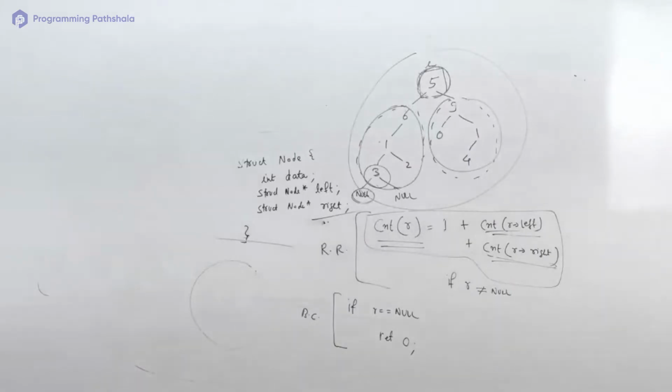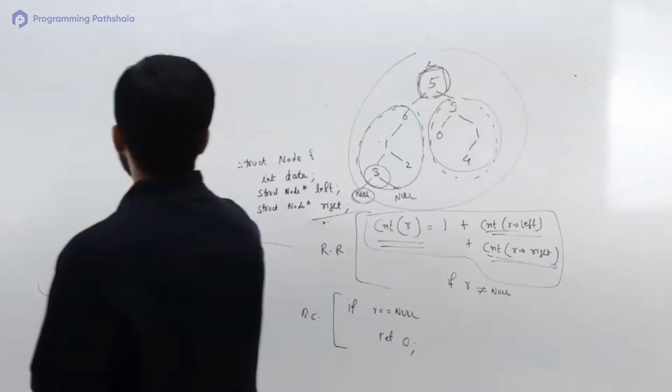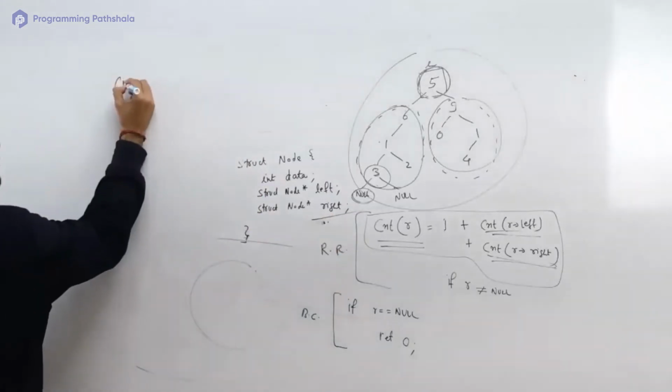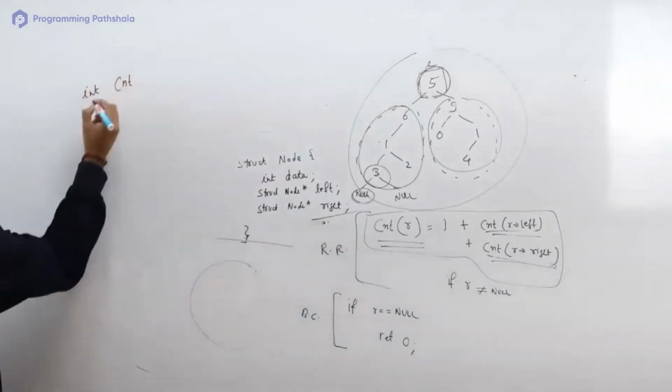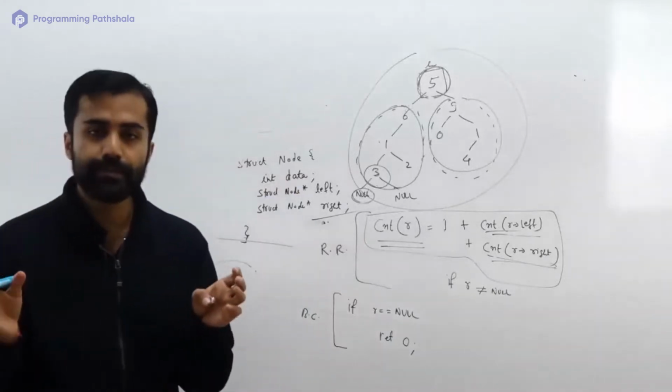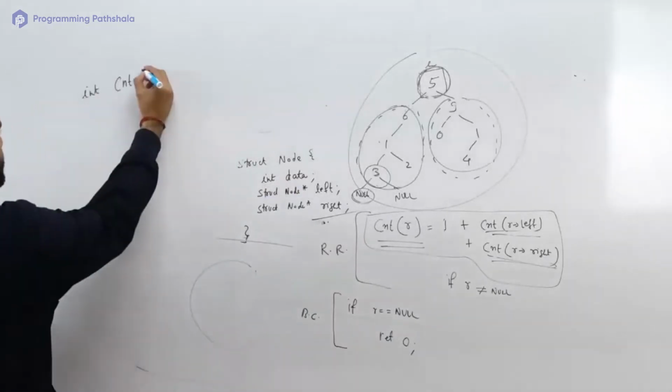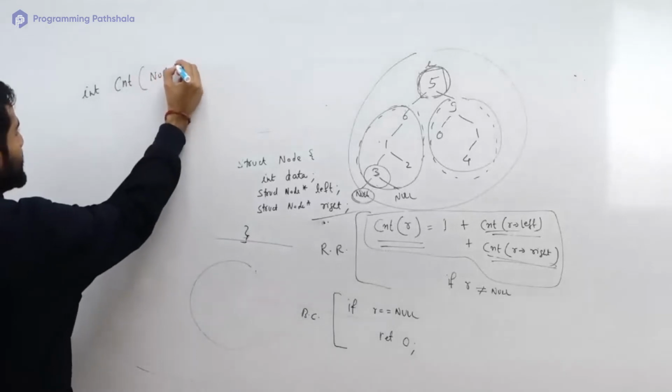Okay, can we code it now? So let's say there is a function count. This count returns an integer denoting the number of nodes present in the tree, which is rooted at R. So you pass a node star R over here.